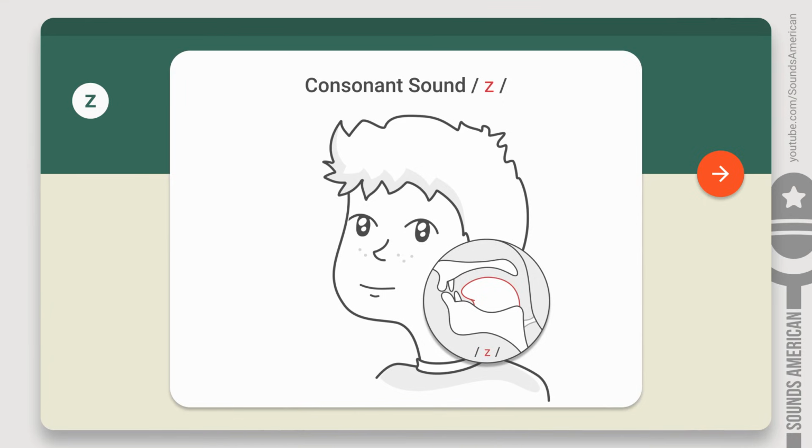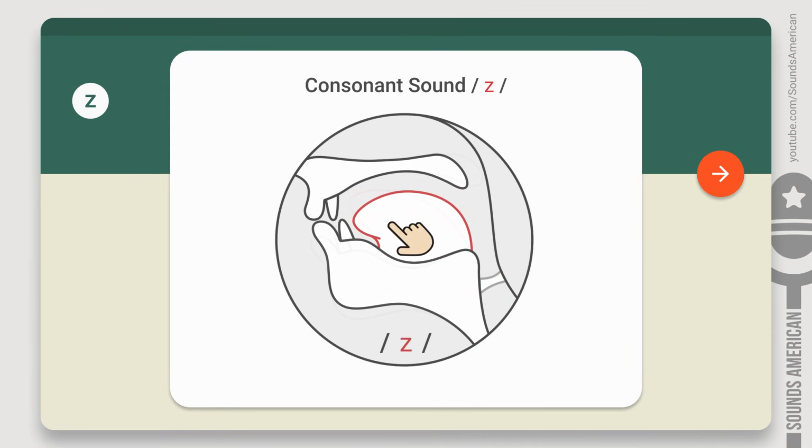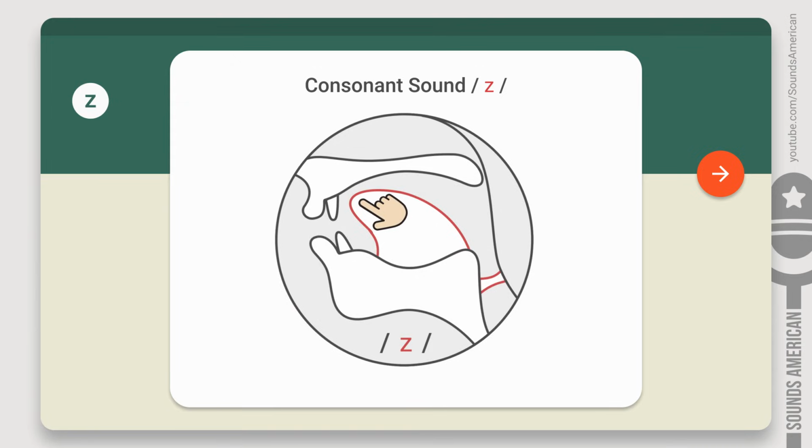Slightly open your mouth. Now, focus on the position of the tip of your tongue. Raise the tip of your tongue to your alveolar ridge, but don't touch it. Make sure there's a small gap between them. Now, release a stream of air over the tip of your tongue. When the air flows between the tip of your tongue and the alveolar ridge toward your upper teeth, it creates a lot of noise.